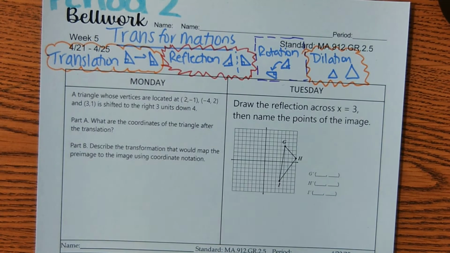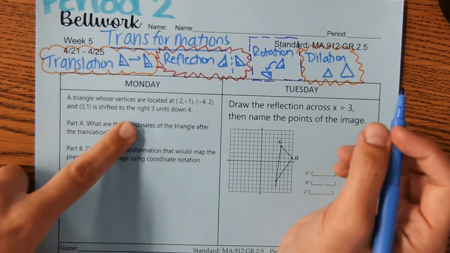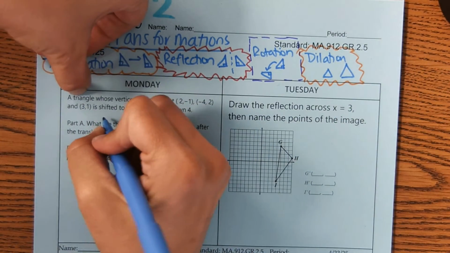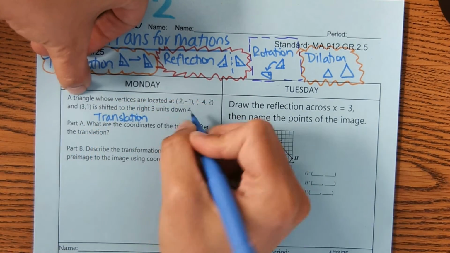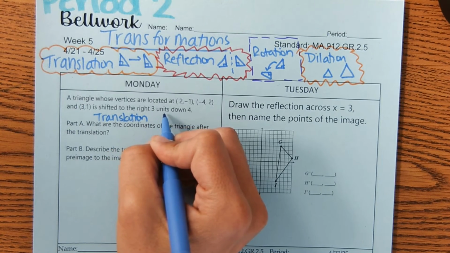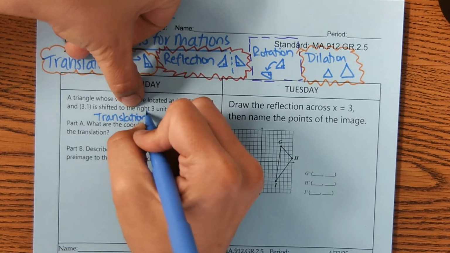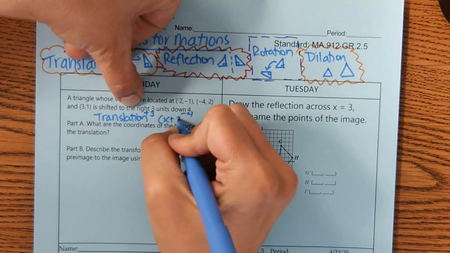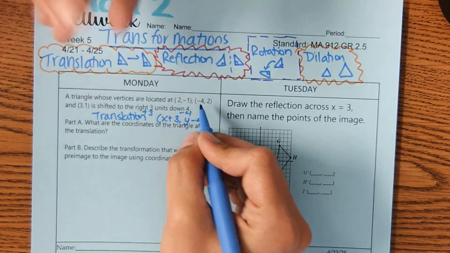For this first question, it says a triangle whose vertices are located at these coordinates is shifted to the right 3 and down 4. So that is a translation. So it's going to be slid to a new location. You could graph this and then move each point to the right 3 units and down 4. Or you could use the coordinates. So to the right 3 would be +3 and down 4 would be -4. So it'll be x plus 3, y minus 4. And you can use that with the coordinates to find the new points.